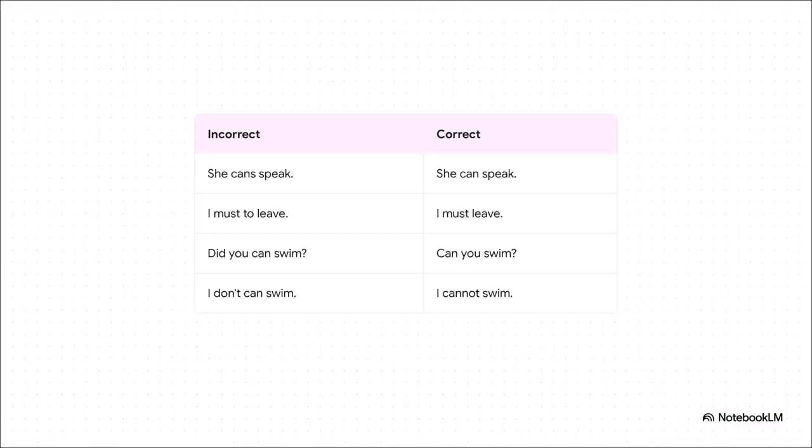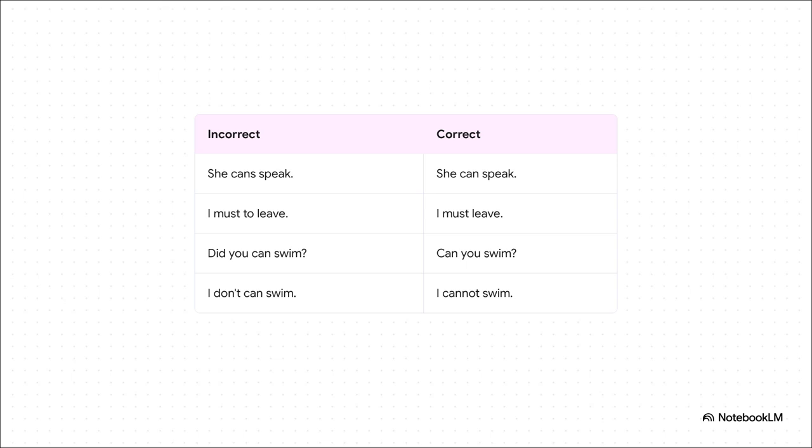Okay, final stretch. Let's enter our review phase. We are going to look at and correct the most frequent structural errors made by learners. These are the syntactical red flags that totally violate those 4 golden rules we talked about at the very beginning. Just notice these errors. Overgeneralizing that third-person S to say she cans, that's a huge no. Inserting the infinitive to say I must to leave. Nope. Or using a dummy auxiliary like did or don't alongside a modal, like did you can swim or I don't can swim. Never ever do these.